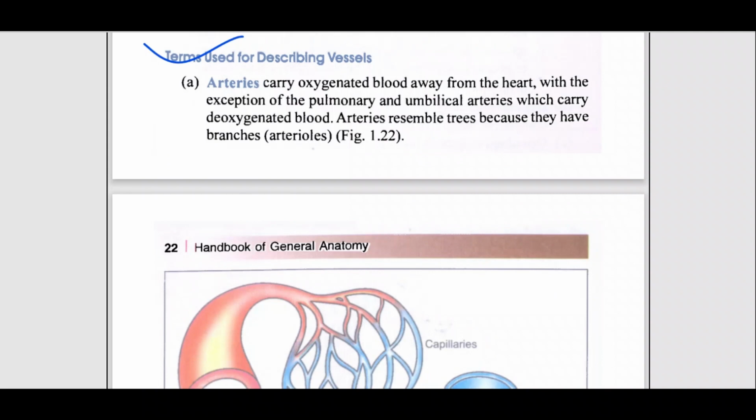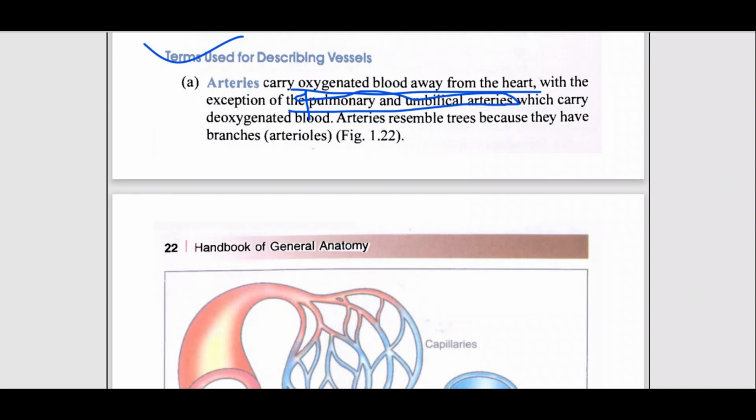Now, terms used for describing vessels. What are arteries? Basically, arteries are those blood vessels which carry oxygenated blood away from the heart with exception of pulmonary and umbilical arteries. ये BCQs में आ सकता है in your foundation module कि which arteries do not carry oxygenated blood away from the heart. So these are your pulmonary and umbilical arteries क्योंकि वो carry करते हैं.